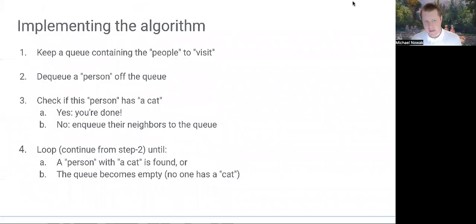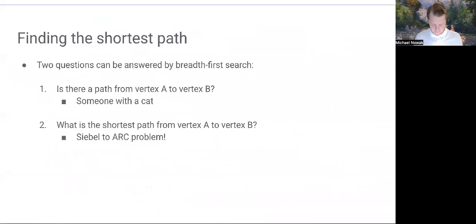So, implementing the algorithm, we're going to need to maintain a queue containing the people to visit, and you can use the standard template library's queue as the data structure for this. And I'm going to consider our cat problem in this pseudocode, but effectively whatever question you're looking to answer about the objects contained within this search would be an appropriate substitute here. So we'll go ahead and start by pushing, or enqueuing rather, in this case, myself to the queue.